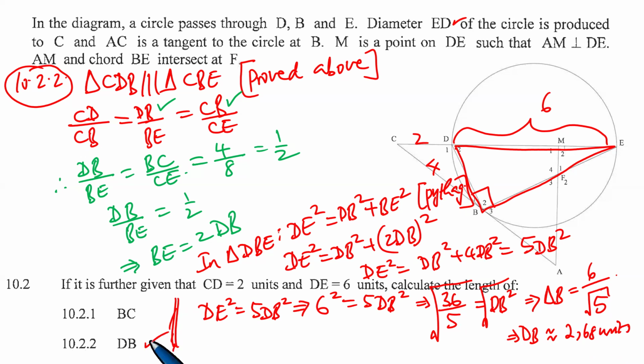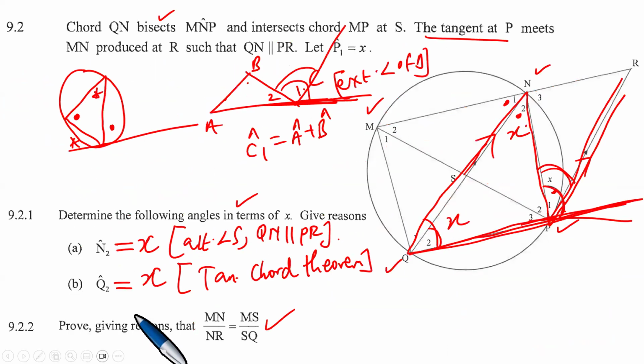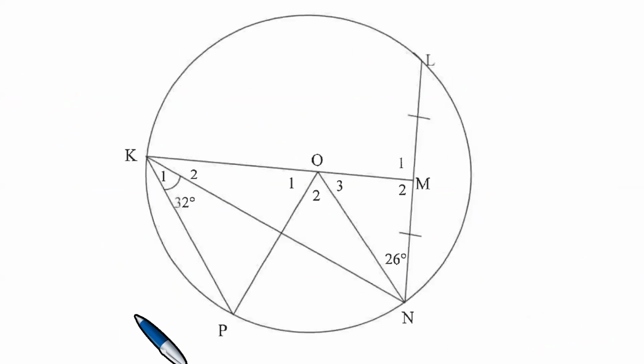Okay, so anyway, it's clear that DB is 6 over the square root of 5, which is 2.68 units. All right. So we've gone through this discussion, and this was the last bit. This was part B, the DB part. So we found BD, but we also found BC. Okay, at your school, the teachers will start doing this topic here.